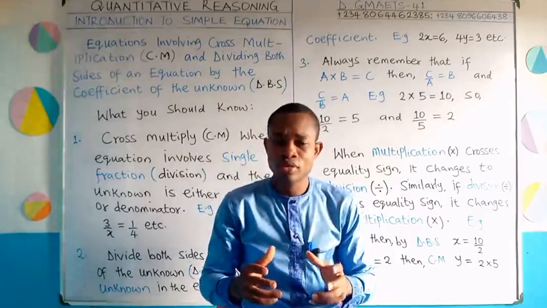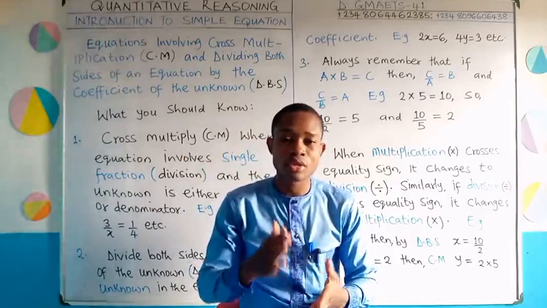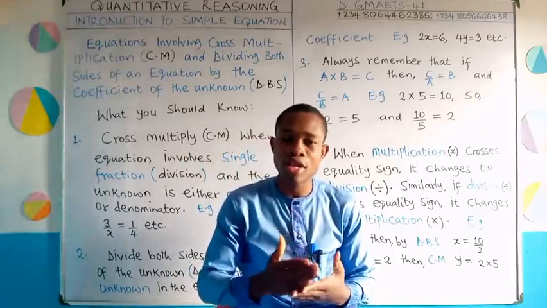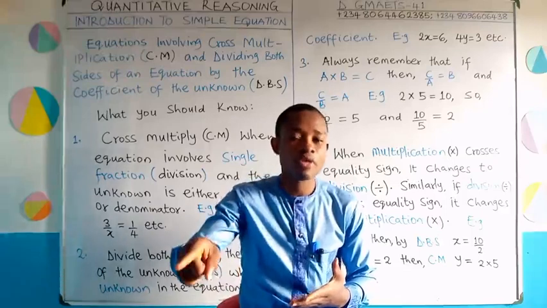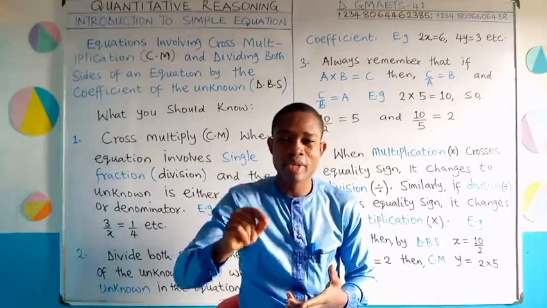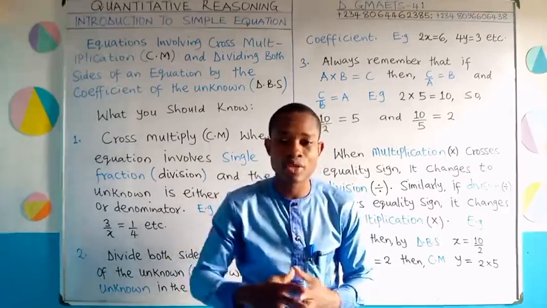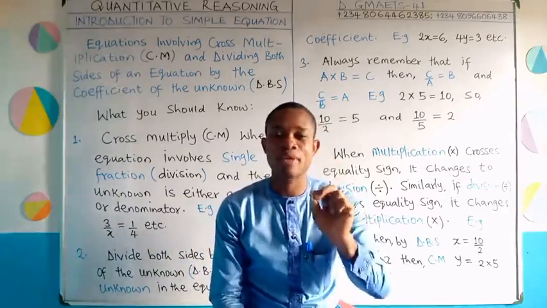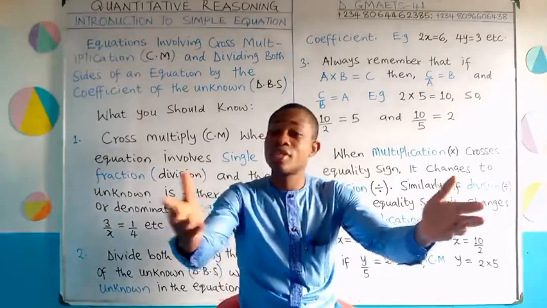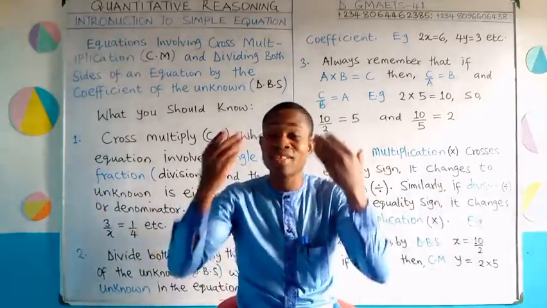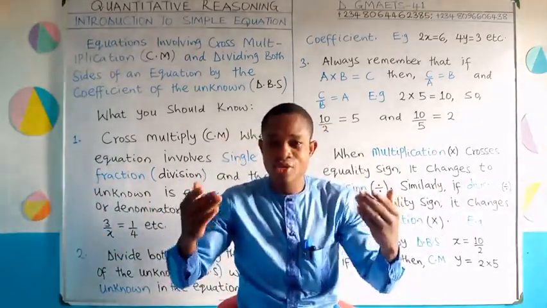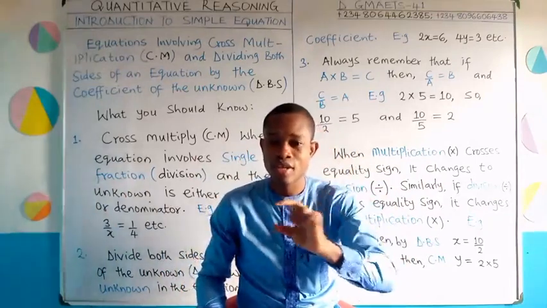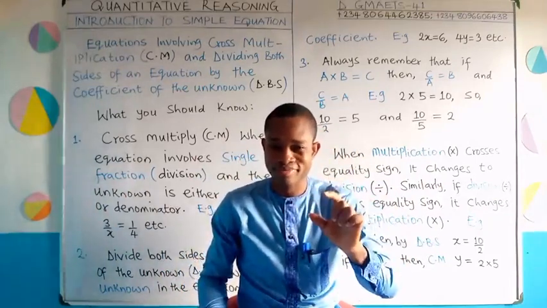You've also learned that when an equation contains a coefficient of an unknown, you are expected to divide both sides of the equation by the coefficient of the unknown. These two points are very important, so don't wait for anyone to tell you this is what you should do. In such a case, it is the mathematical step that you are expected to take anytime you see such a problem.